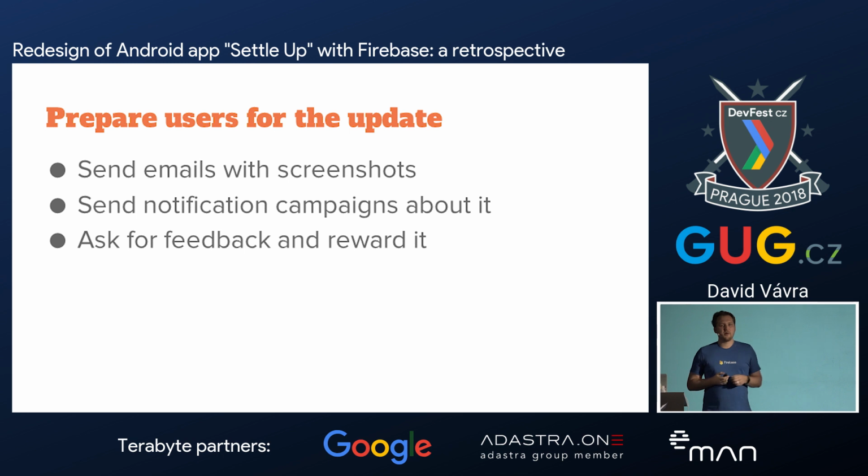Also, what we didn't do: prepare users, especially regular users, for the update with some communication before the update. So you can send emails with screenshots. Don't put a lot of text. Put screenshots of what's really changing in the app, and maybe link to some blog post with more details. Emails are not that expensive. If you want to save money, you can use notification campaigns. They are great because this notification is part of your app, so you don't have to pay for sending these notifications.